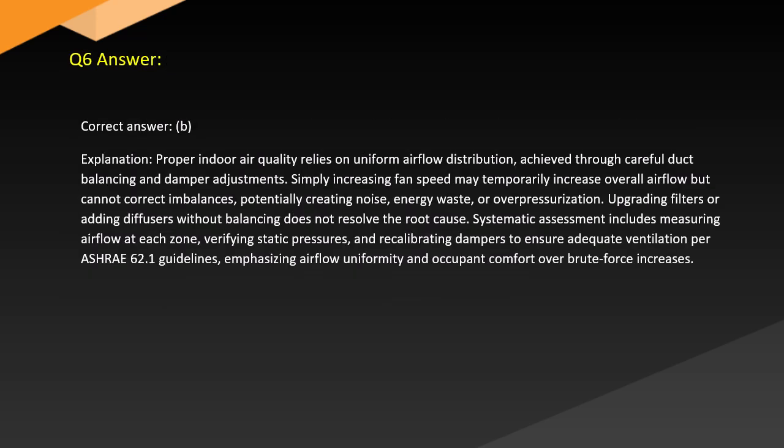Answer. Correct answer, B. Explanation. Proper indoor air quality relies on uniform airflow distribution, achieved through careful duct balancing and damper adjustments. Simply increasing fan speed may temporarily increase overall airflow but cannot correct imbalances, potentially creating noise, energy waste, or overpressurization. Upgrading filters or adding diffusers without balancing does not resolve the root cause.